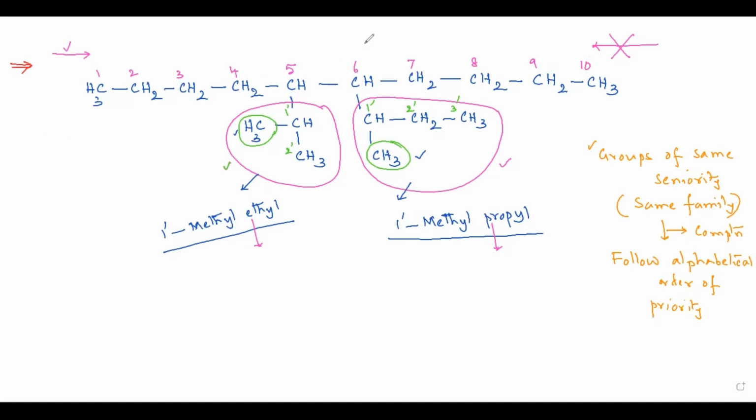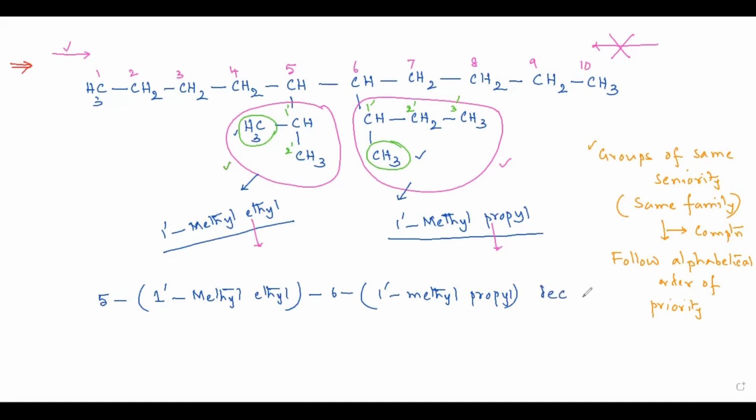Now coming to this, let me write the name. 5. Again, in alphabetical order, this comes first. 5, 1 prime methyl ethyl. 6, 1 prime methyl propyl. I'm done with both the substituents.